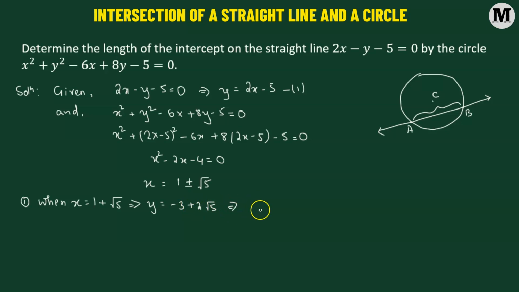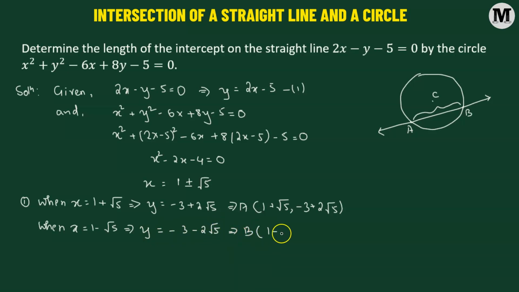So this is going to be a coordinate point, 1 plus square root of 5 and the y coordinate is negative 3 plus 2 times square root of 5. We're going to assume that this is the coordinates of point A. Next, we choose the other value of x. When x equals 1 minus square root of 5, then the corresponding y value is going to be negative 3 minus 2 times square root of 5. So let's say this is the coordinates of point B. So we have 1 minus square root of 5, comma, negative 3 minus 2 times square root of 5.